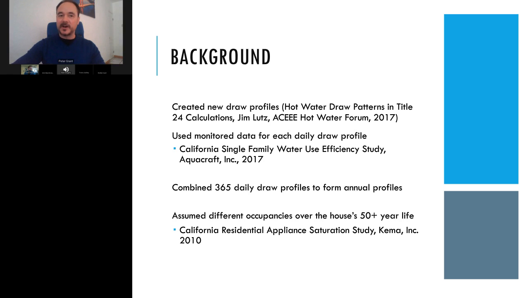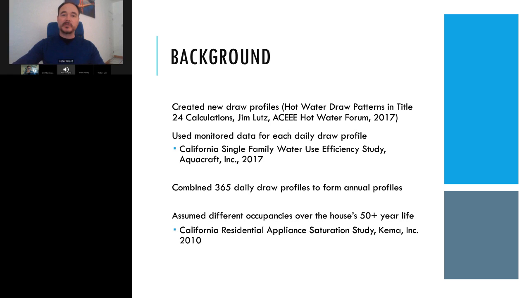And one quirk of the code compliance situation is that CBEC is assuming that a house will last for 50 years or more. The average set of occupants will not live in the same house for 50 years or more, so they had to assume there will be different occupants in the house from day one to the end. And they did this by using what's called the RAS data set from the KEMA study back in 2010.